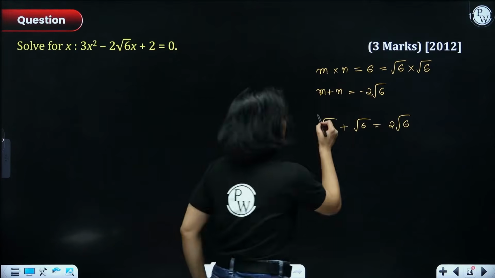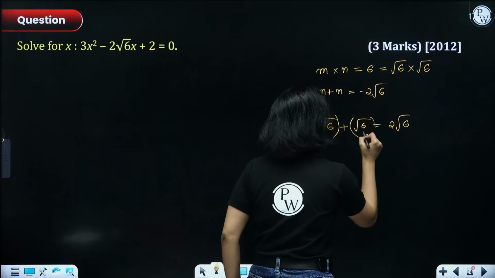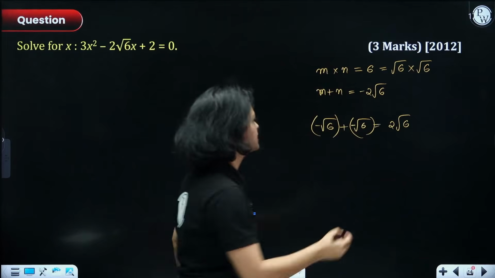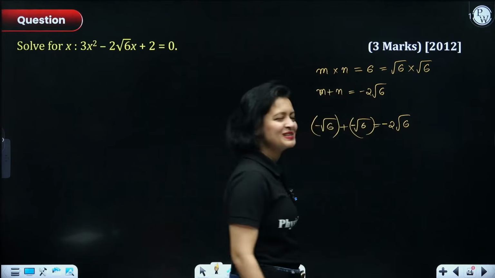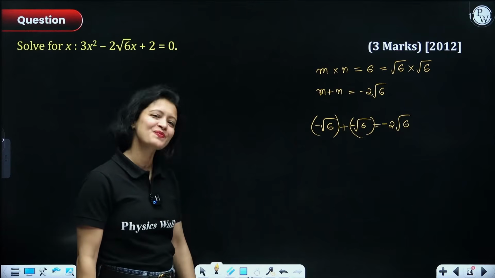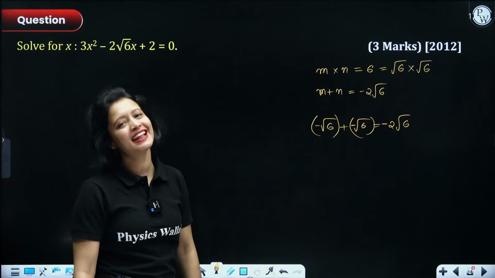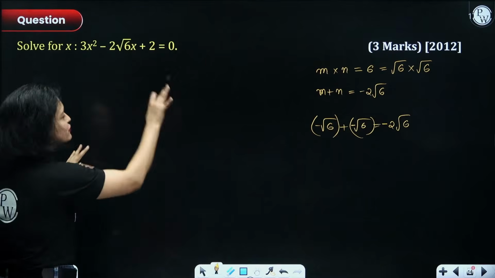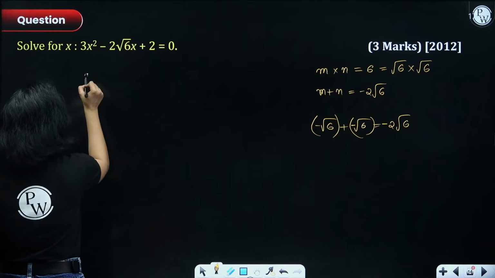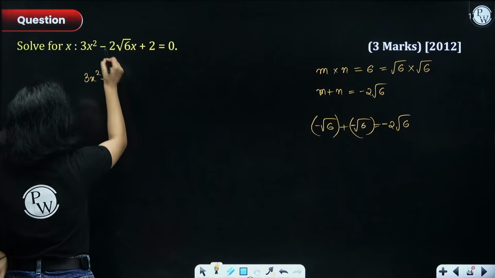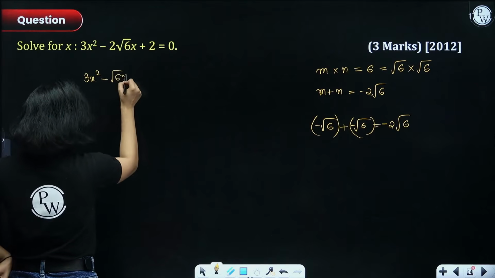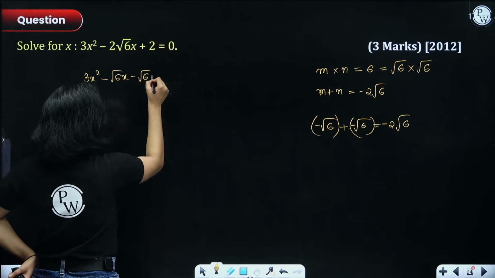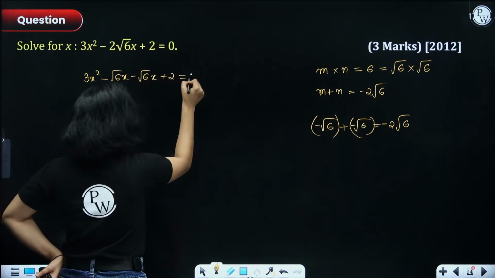No worries, I'll put a negative sign here, bhai. Kya ho gaya? Negative root 6 plus negative root 6, what do you get? You get negative of 2 root 6. Did you get the values of m and n? They are negative root 6, negative root 6. Let's first write this down, okay? So now here I can write this as 3x square minus 2 root 6x, which can be broken as, sorry guys, minus root 6x minus root 6x plus 2 is equal to 0, right?